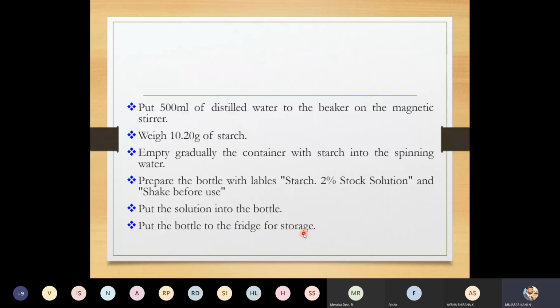Then another way: put 500 ml of distilled water in a beaker on the magnetic stirrer. Weigh 10.2 gram of starch. Empty the container with the starch gradually into the spinning water. Prepare the bottle with the label 2% starch solution and shake before use. Put the solution into the bottle. Put the bottle in the fridge for storage.